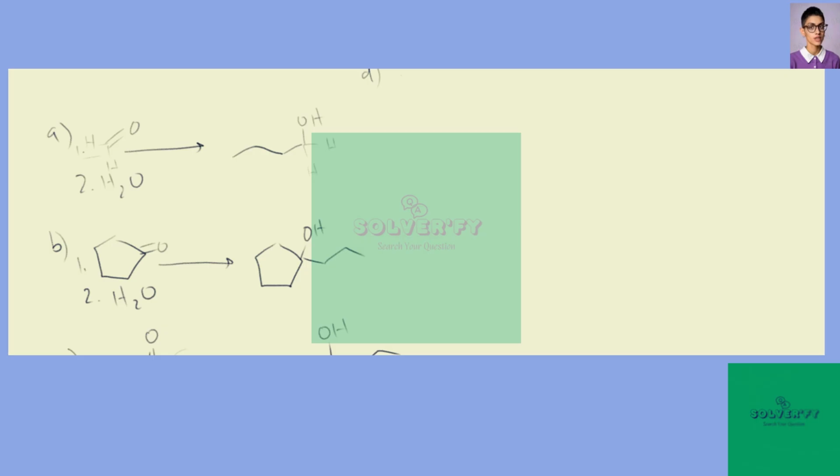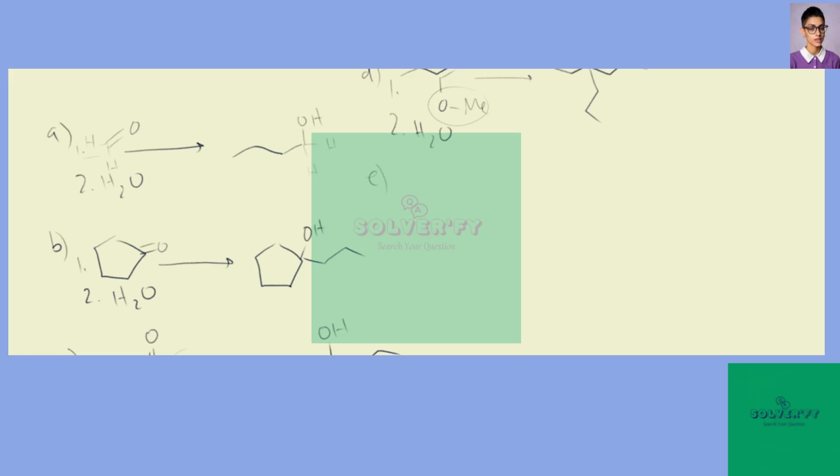For D, we seem to have an ester. And so again, we have a good leaving group. So we're going to add our Grignard twice. We'll actually end with the same product. This is part C.